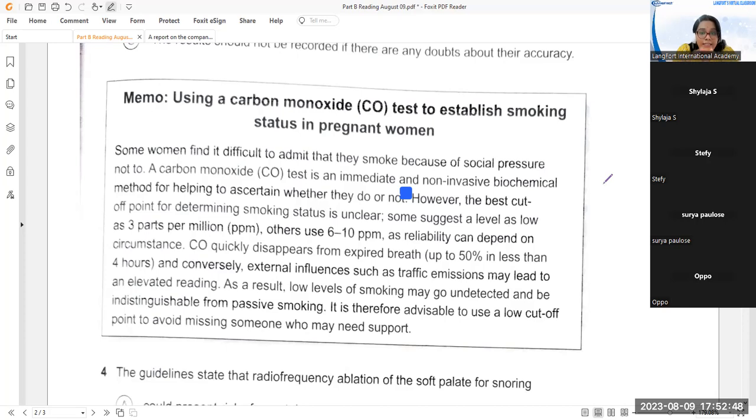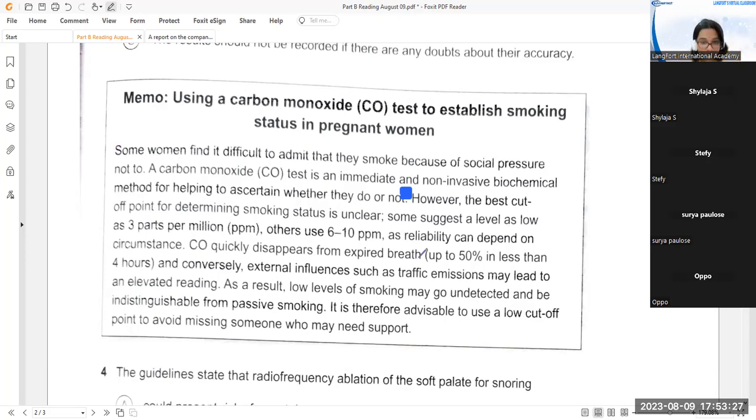Okay, so they are saying they need to find out whether pregnant women smoke or not. So the problem is some women don't like to disclose their smoking status because society has a view that women should not smoke. So because of the societal pressure, they might not disclose their smoking status. Then they are saying a carbon monoxide test is an immediate, quick, non-invasive biochemical method. So immediate means urgent, and non-invasive, to ascertain, to make sure whether they do smoke or they do not smoke. So this is a test to confirm the smoking status urgently, and it's non-invasive.